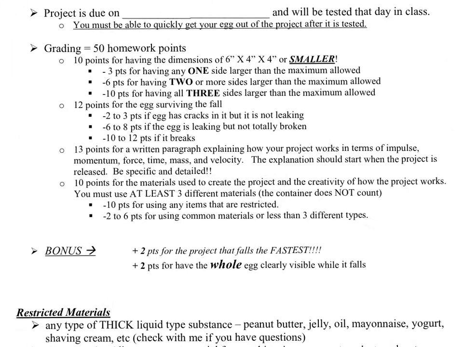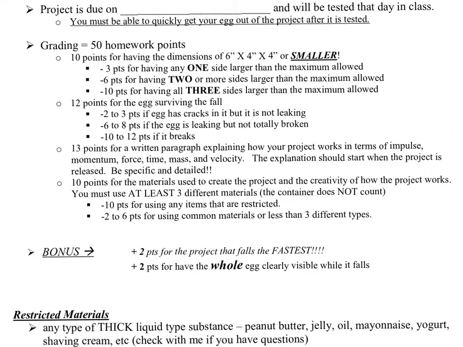As I showed on the rubric, there's 10 points for the materials used, and it says here that you have to use at least 3 different types of materials. The container it's stored in does not count as one of those materials, so for my example, for my video, you wouldn't list cardboard in there. And there was minus 2 to 6 points based off of the originality of your items.